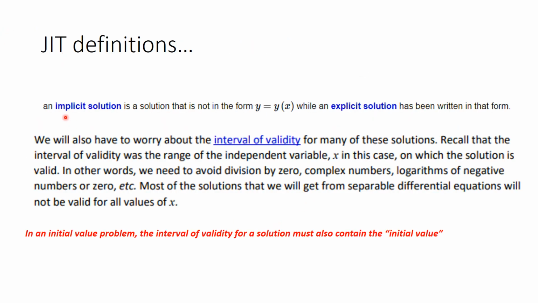Just-in-time definitions then. An implicit solution is a solution where you have not solved for y, while an explicit solution has been written in that form. That's the same definition used in your calculus courses. But we have an additional concept here: the interval of validity for many of the solutions to these differential equations. The interval of validity is the range of the independent variable, x in this case, on which the solution is valid. In other words, we need to avoid division by 0, complex numbers, logarithms of negative numbers or 0, etc. Most of the solutions we get from separable differential equations will not be valid for all values of x. In an initial value problem, the interval of validity for a solution must also contain the initial value.